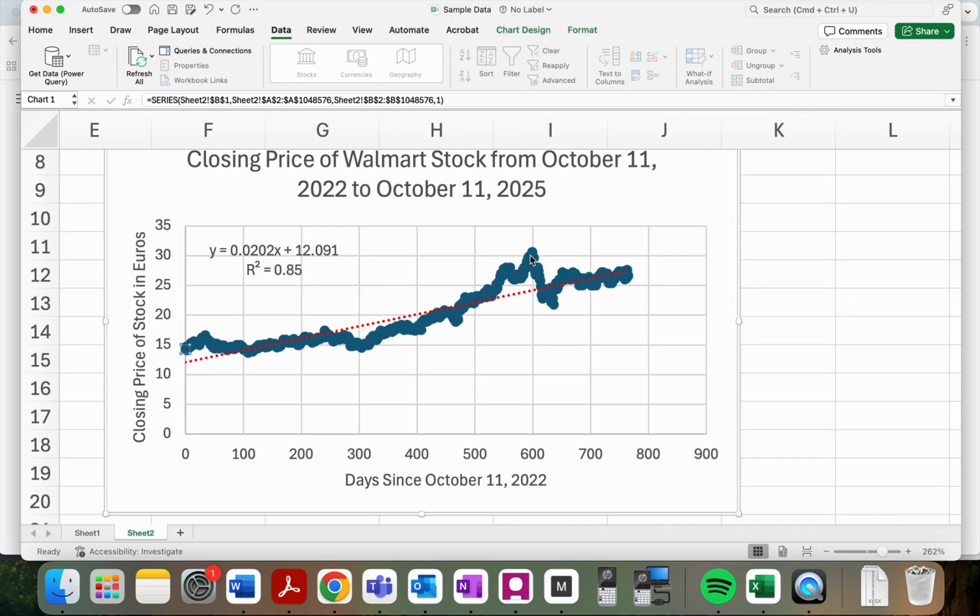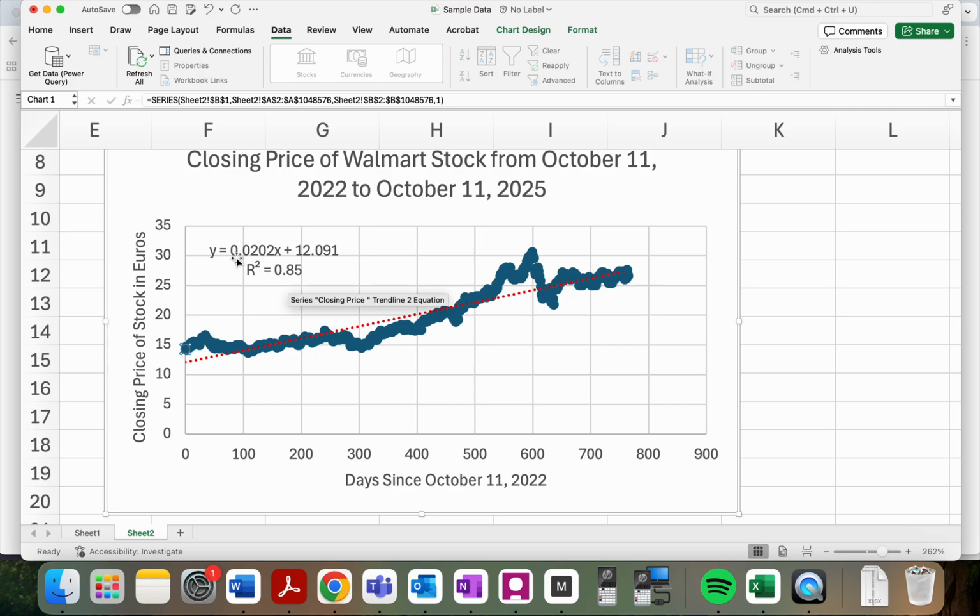So if I grab any individual point and I find the distance from that point down to the line, that is a residual, right? So this point down to the line, that's the residual. And the distance from this point to that line is the residual. If they're below the line, that residual is negative. If it's above the line, that residual is positive.